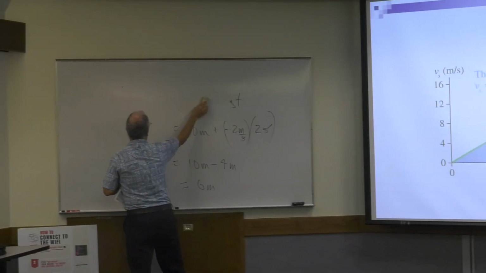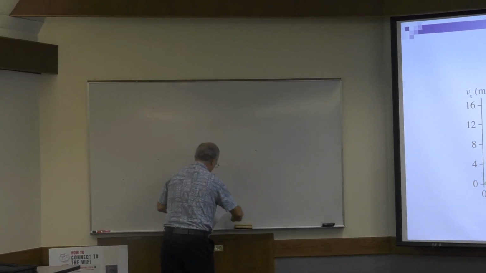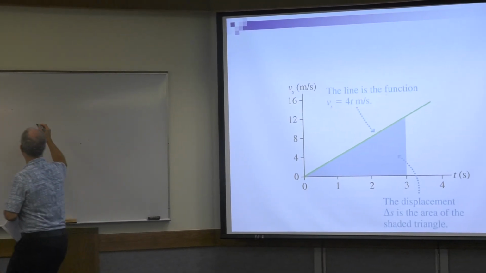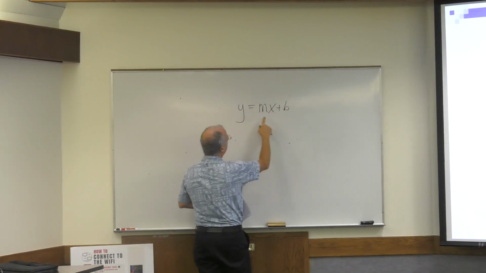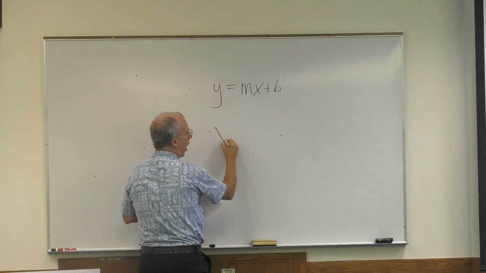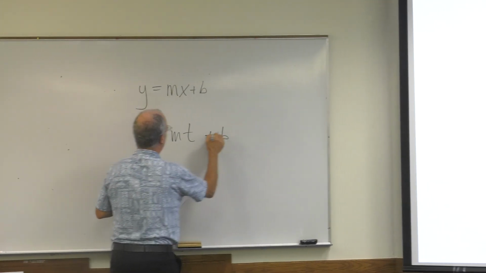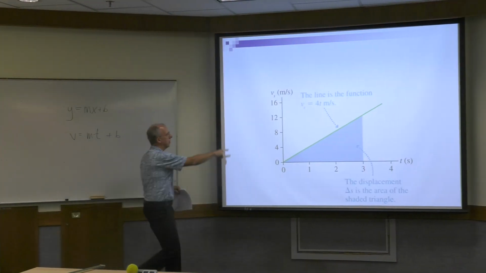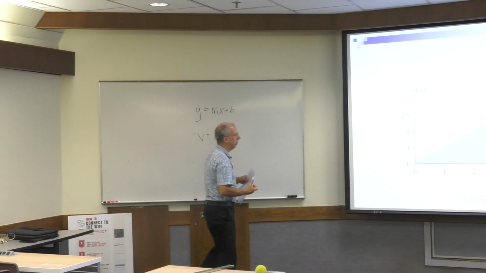Now, why is that? Well, let's do it. This is a straight line. As you learned a long time ago, the equation of a straight line is y equals mx plus b, right? m is the slope, b is the y-intercept. What we have here is velocity equals a slope, and the x is the t. So velocity equals the slope times time plus b. Now, what's the y-intercept? 0. Well, that's nice.